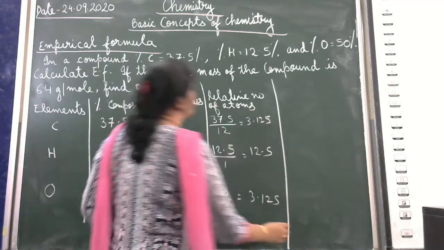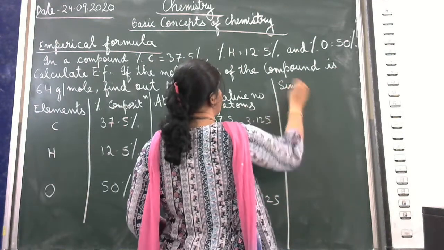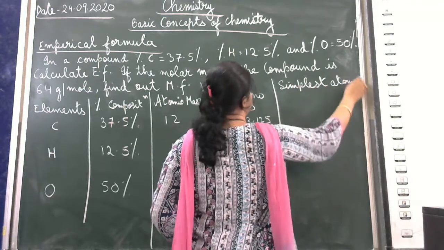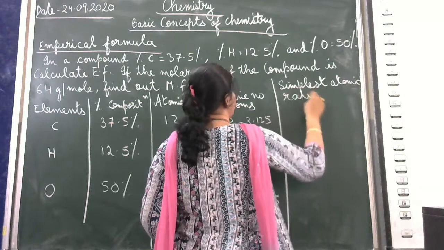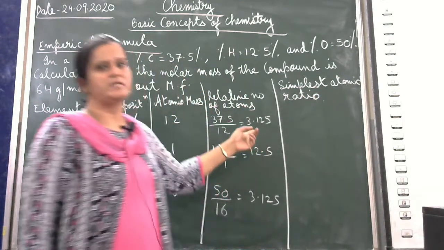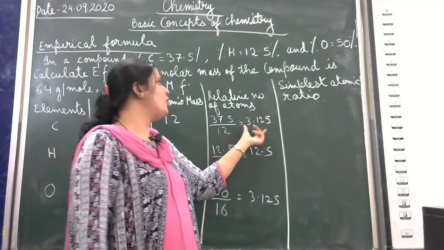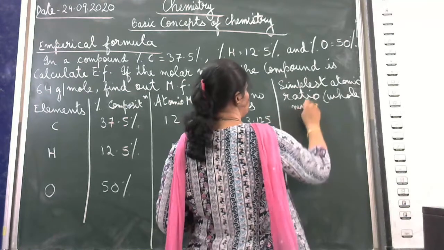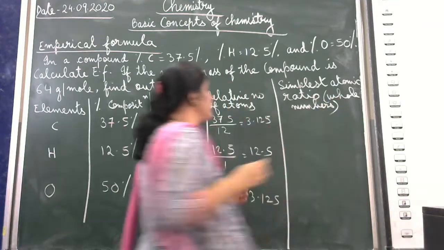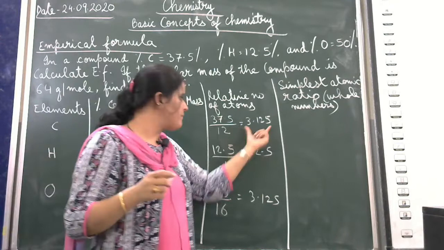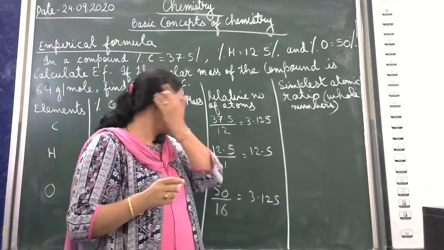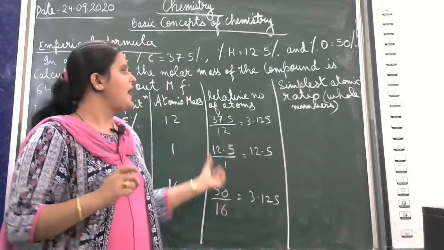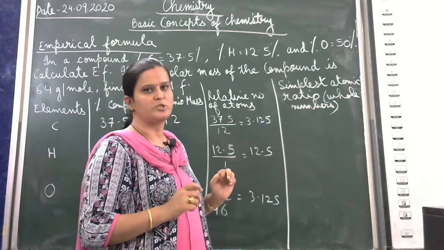Next column I am going to write is the simplest atomic ratio. Now see, atoms cannot be present in decimal form. They are always present in what? Whole numbers, isn't it? So what am I going to do? These numbers which I have got, I will divide by the lowest number and I will get the simplest whole number ratio. Okay?